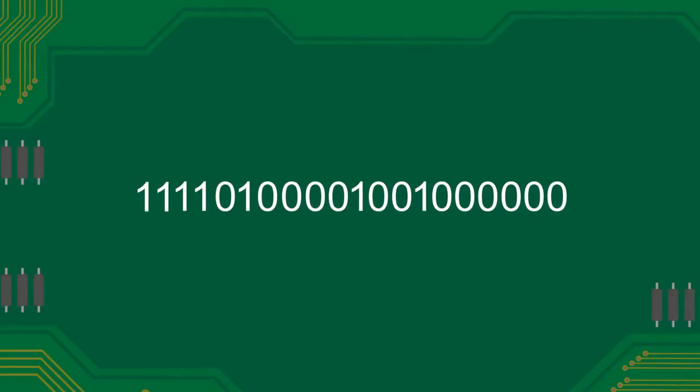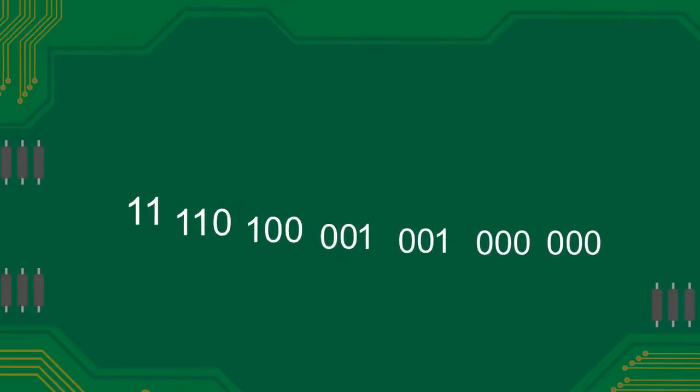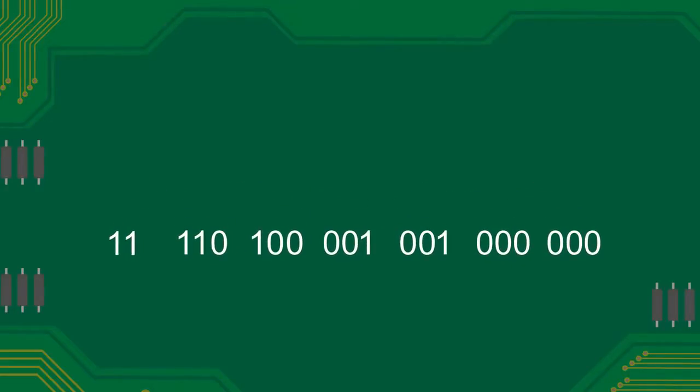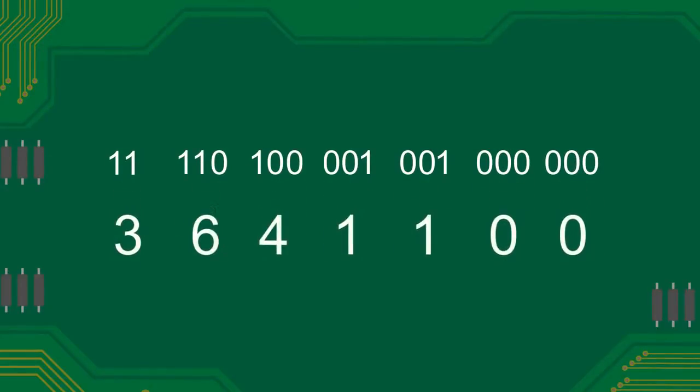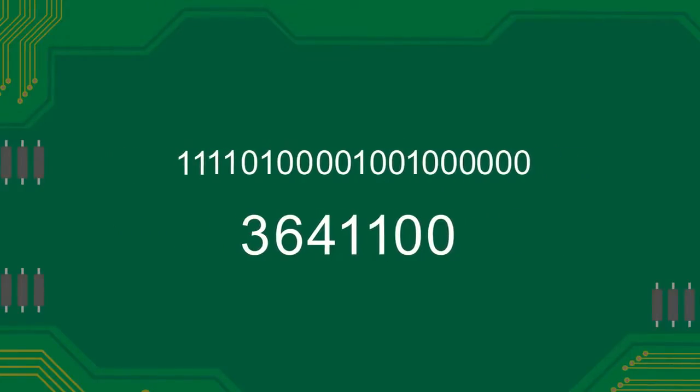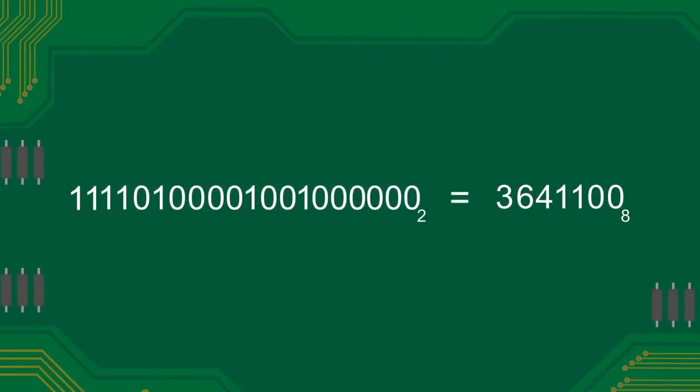To convert a binary number to octal, we do the same thing in reverse. To convert this binary number back to octal, we split it into 3-bit groups starting from the right. And each 3-bit group is then converted to its equivalent octal symbol. So the octal equivalent to this binary number is 3641100. A lot easier to remember than all those ones and zeros.